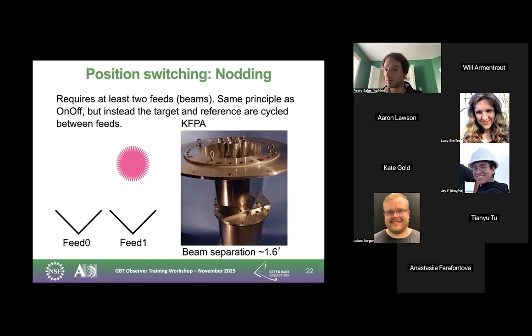As an example of a feed that can do this, in the GBT, we have the K-band focal plane array, which is a 7-beam, 7-feed receiver in a hexagonal pattern. And the beam separation on the sky is roughly 1.6 arcminutes. So you could use the KFPA for nodding.